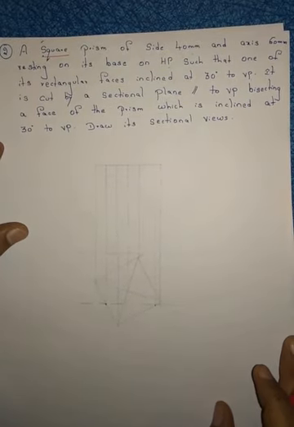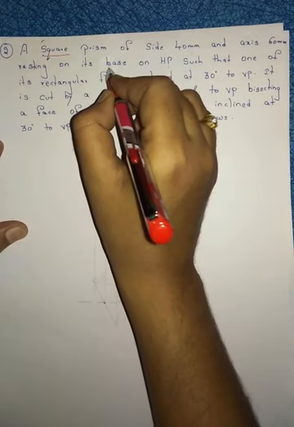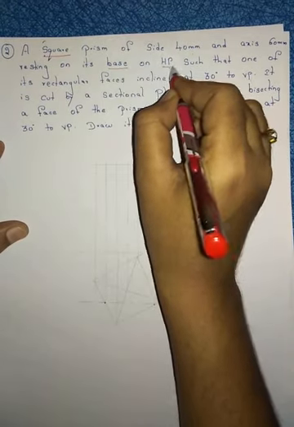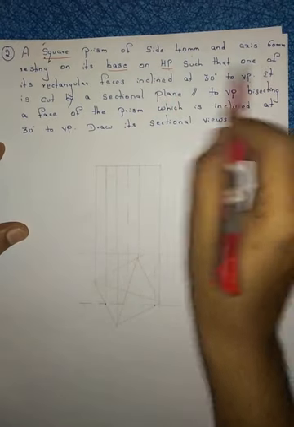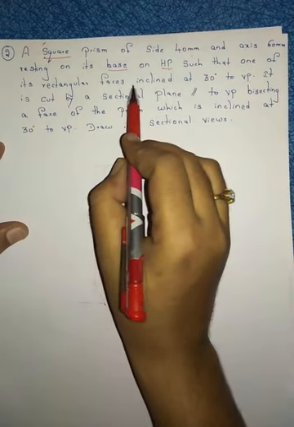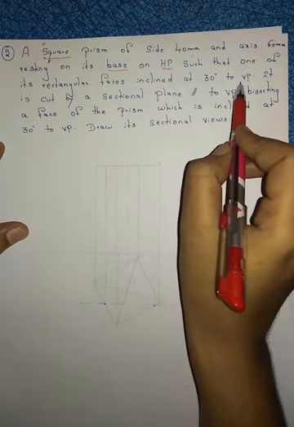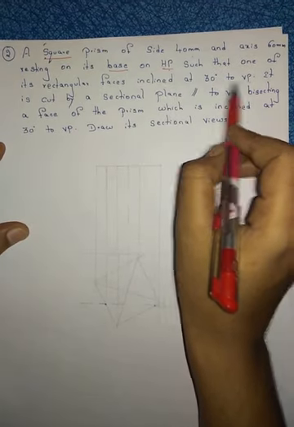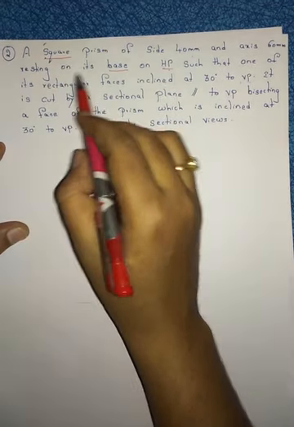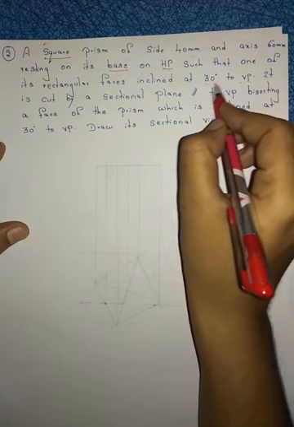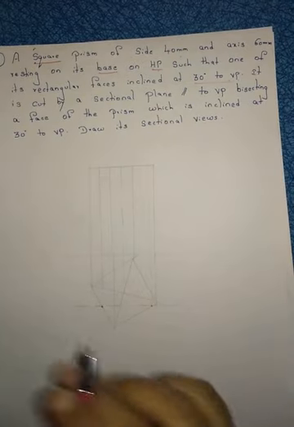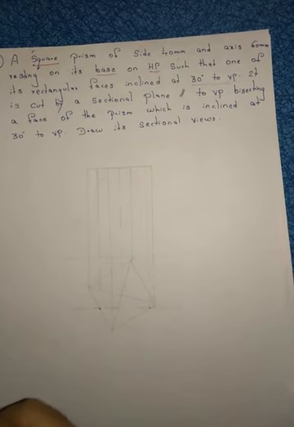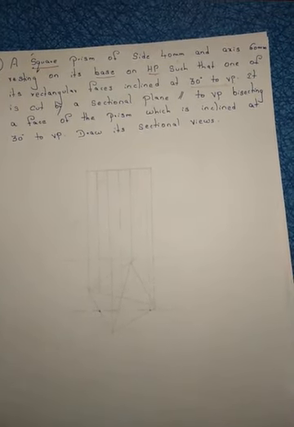Then next, what is the condition? What they said? Base on HP. But they extend the question. See here, such that one of the rectangular faces is inclined at 30 degrees to VP. That means one of the faces should be inclined at 30 degrees to VP. Right? So we will see how to draw the first part.